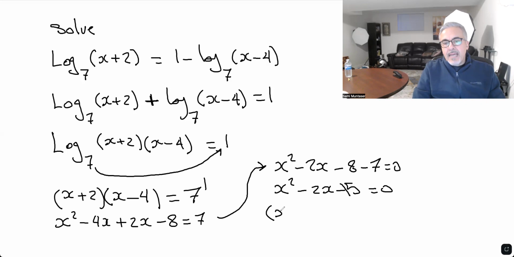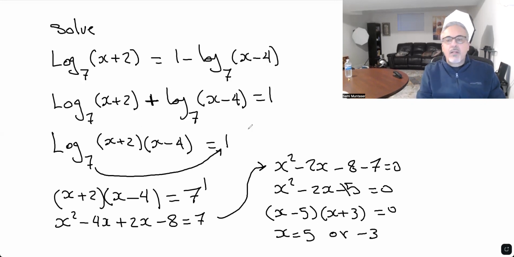Now this is x minus 5, x plus 3, and that's what this equation factors into. So therefore x equals 5 or negative 3. Now we know we cannot log 0 or a negative number. So if we sub in the negative 3 here or there, we're going to get a negative number.